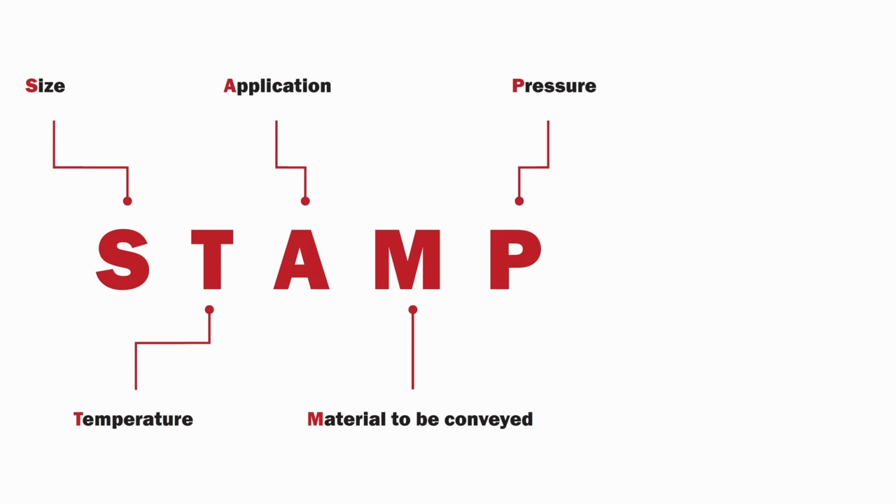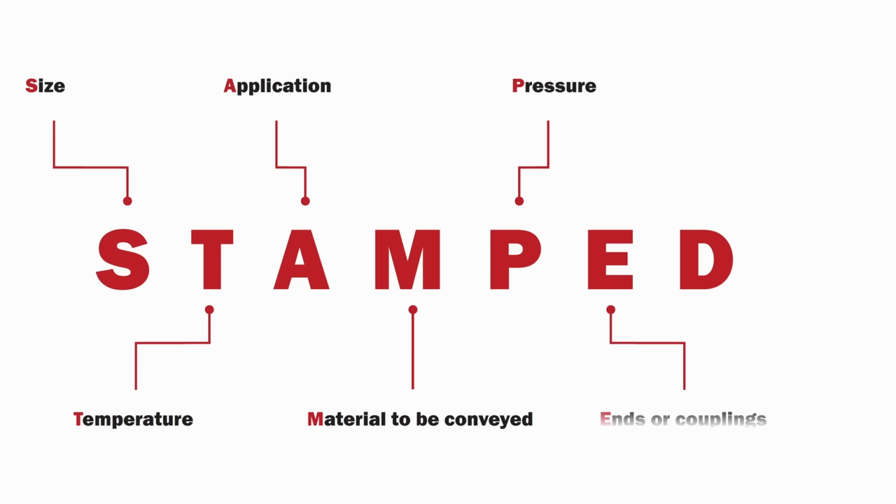Some industries use an extended form called stamped, where E stands for end fittings and D stands for delivery or flow rate. For hose selection, stamp is sufficient. E and D relate more to overall system design. So let's start with size.